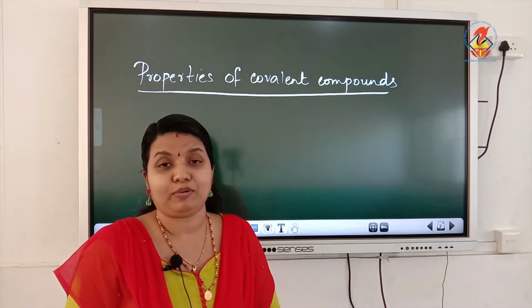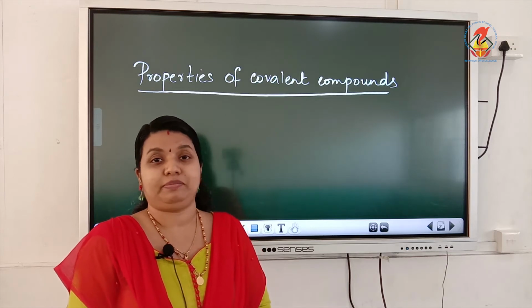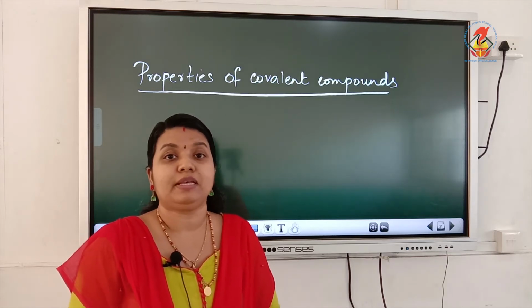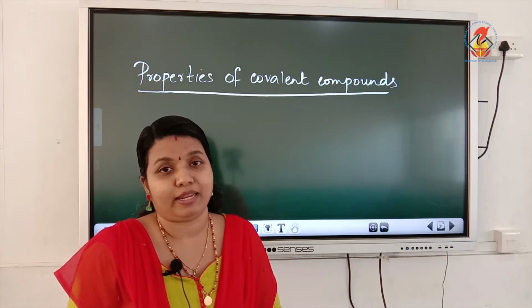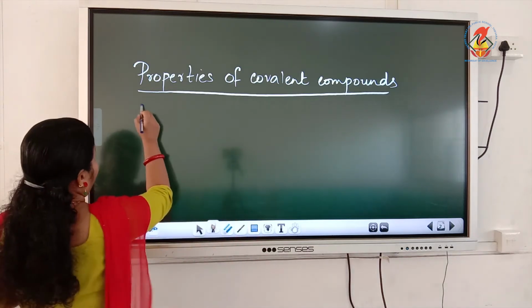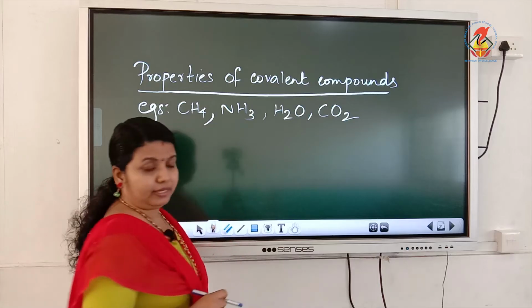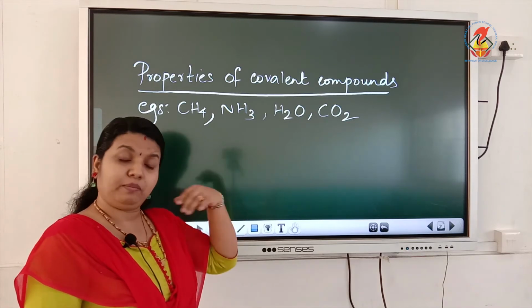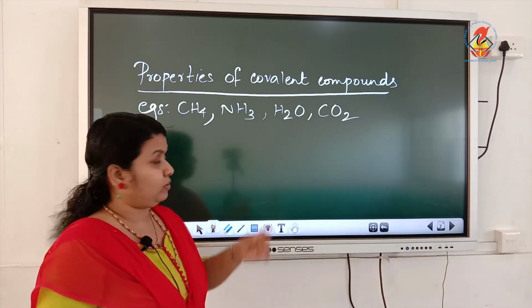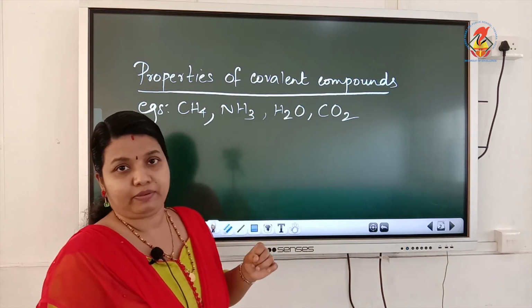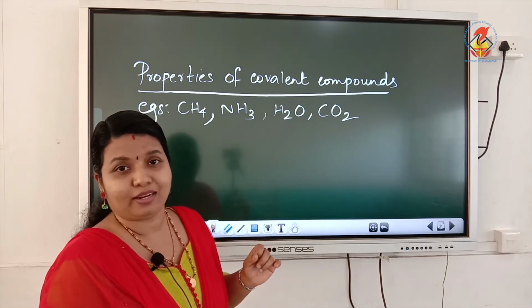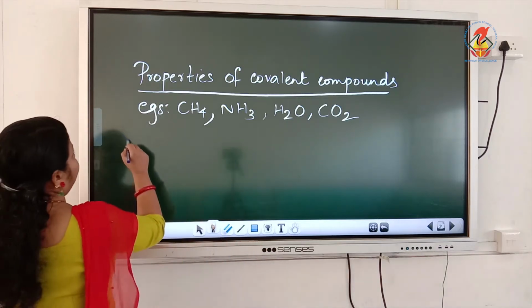So, the compounds which are formed by mutual sharing of electron pairs between the combining atoms are known as covalent compounds. Examples of covalent compounds are methane, CH4, then ammonia. All these examples we discussed in the last class: methane, ammonia, water and carbon dioxide were the examples given for covalent compounds. There are more examples, but these are the compounds that we have discussed in the previous class. Now let us see the properties of covalent compounds.